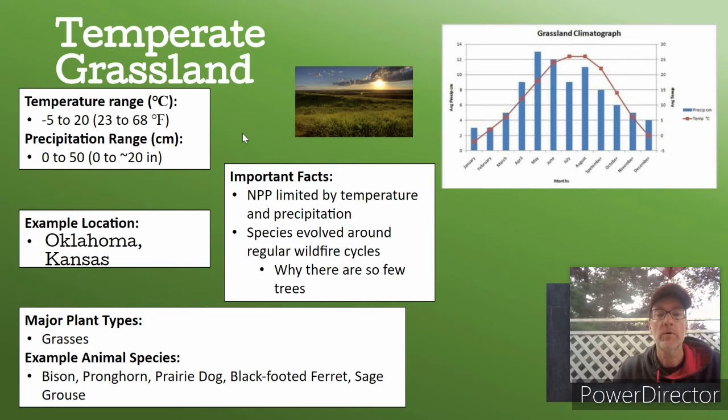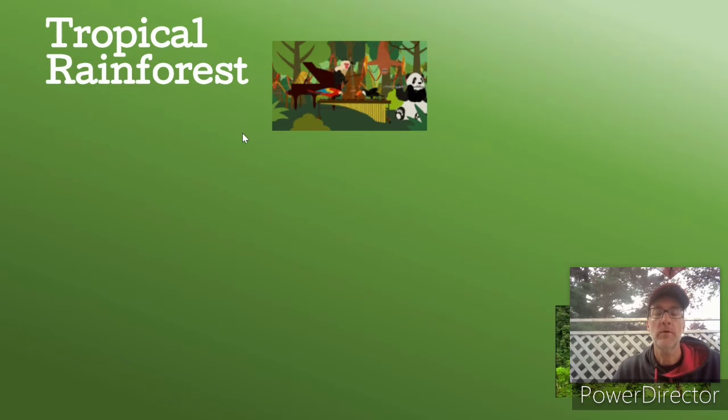Fires are also very important, and fires help eliminate those tree species from dominating that ecosystem. In fact, if you're around in the spring, we'll be burning our prairie in the Arboretum if you'd like to come and help us.